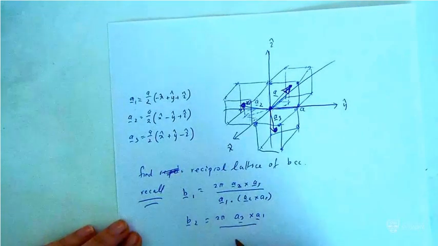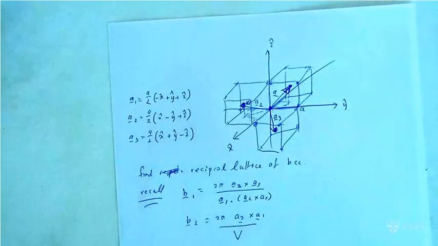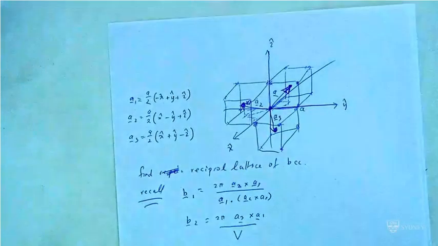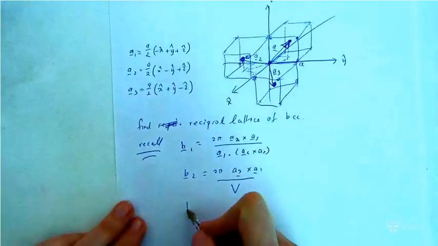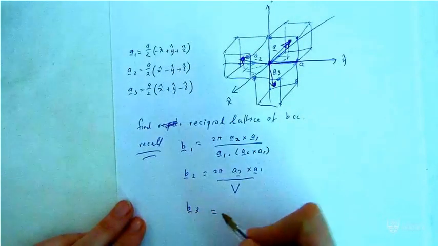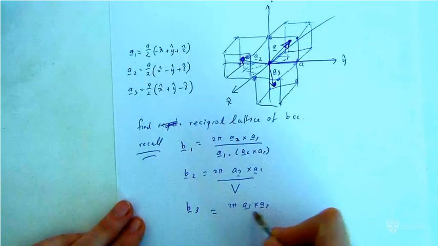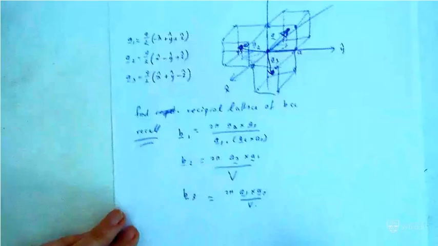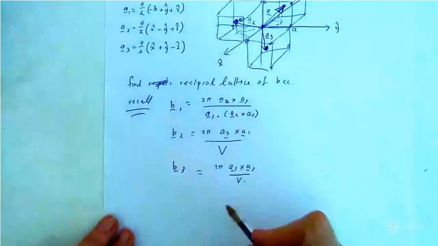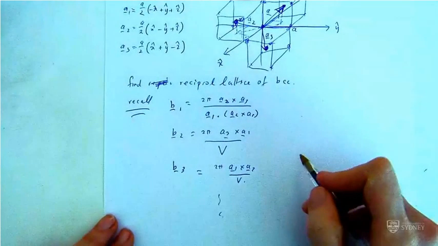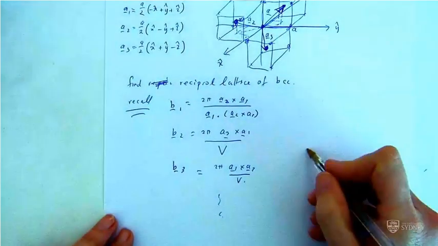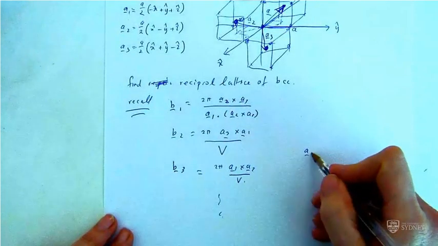I'm going to call the denominator just V, because this is just the volume of the cell. And then your other one, B3, is equal to 2 pi A1 cross A2 over the volume. Now you go and do all of that. And remember, with your dot products, A1 dot A2, remember all of that?